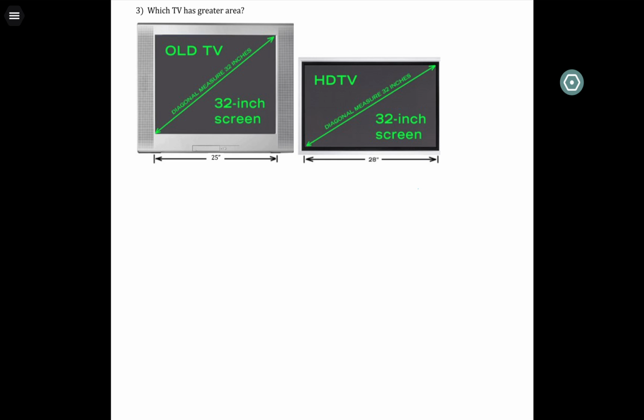And what we're looking at here is one that's a little less of a widescreen, 25 inches, and one that's a little more of a widescreen, 28 inches. And we want to figure out which one is actually giving us more screen area.